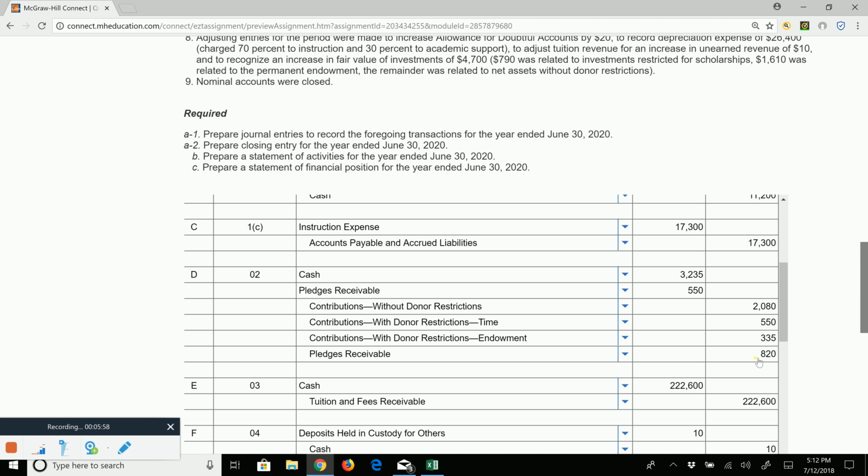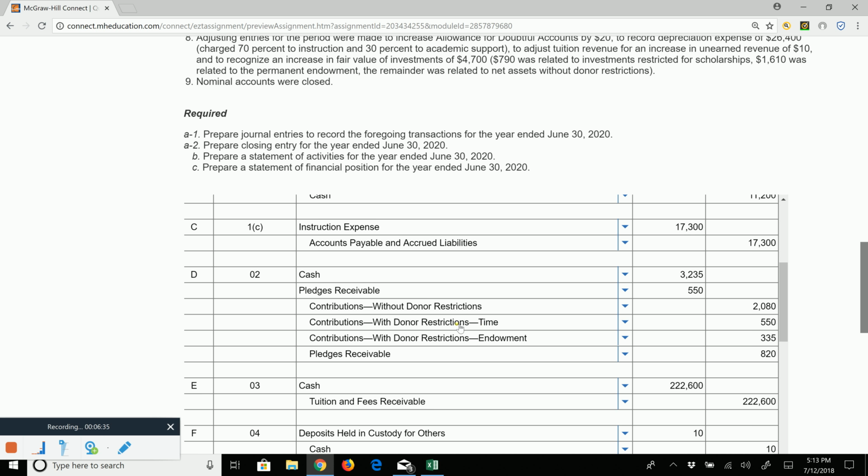And the 820 is a collection of the receivable. The other 550 is actually not collected, but it is a pledge to be collected in the future. It's an unconditional pledge, so I'm going to record it with a debit to pledges receivable, and the credit is going to go to contributions with donor restriction. It's a time restriction. So we've got a couple of things going on here. We've got some collections of contributions without donor restrictions and some with donor restrictions.